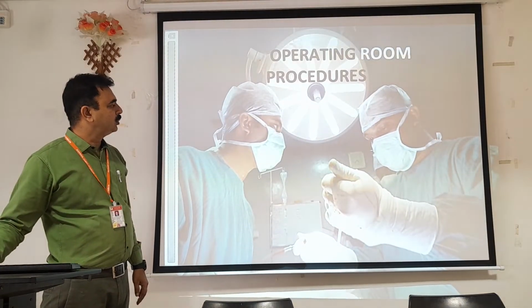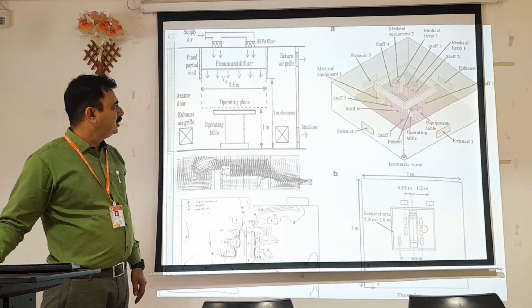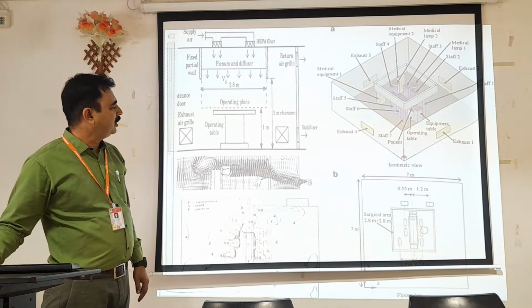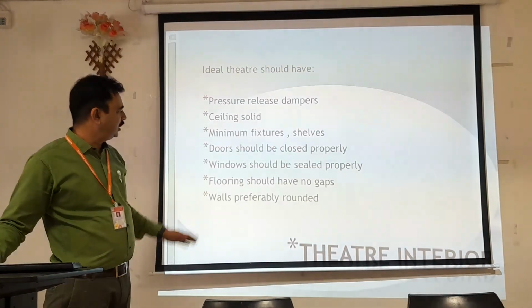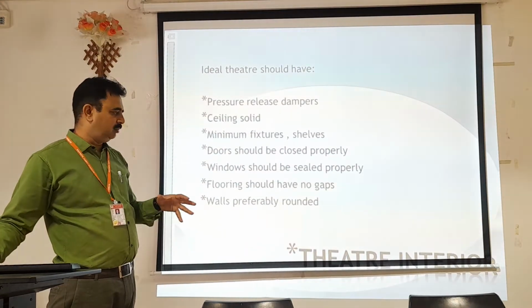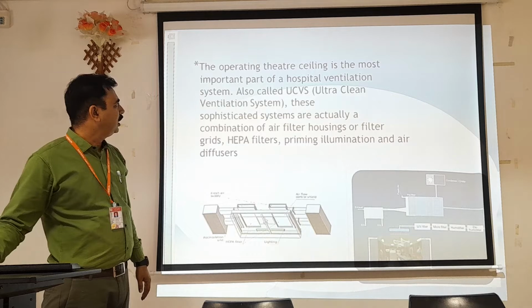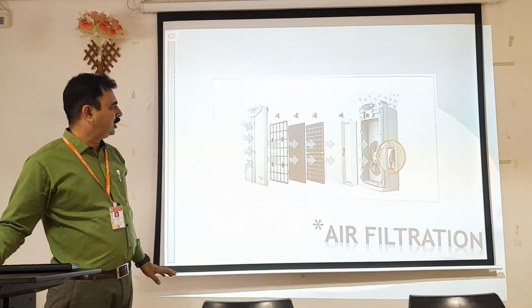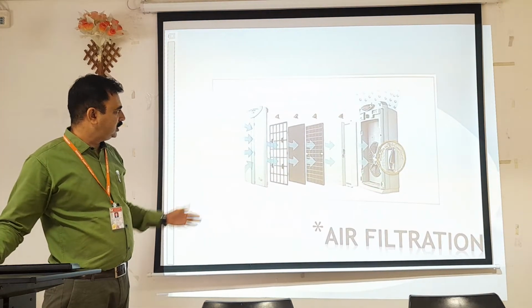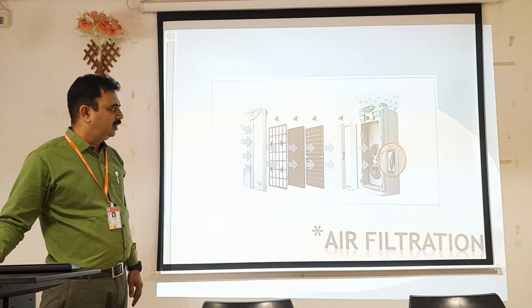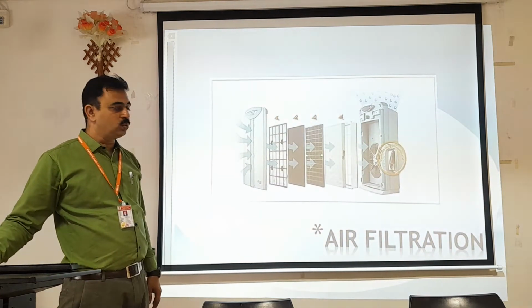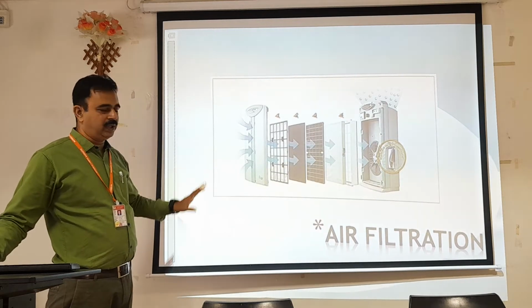Operation room procedures: see this, how sterilization can be done. An ideal theatre should have pressure release, sealing and so on, so that the required level of sterilization can be achieved. See, these are the air filters that are present, which do not allow the microorganisms to come inside, and the level of penetration should be low.